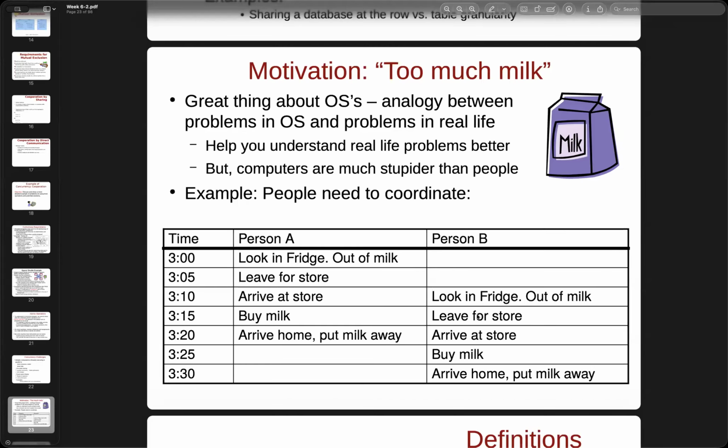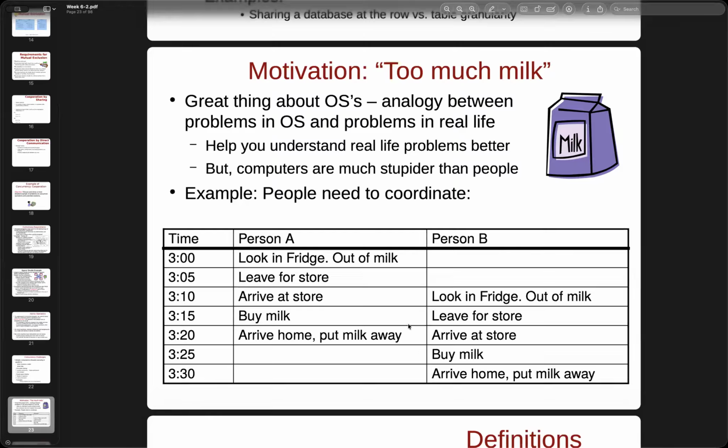It's called "too much milk." When we talk about OS, we can draw an analogy between problems in OS and problems in real life. You need to think about that, because it can help you understand real-life problems better. Also, the computer is even more stupid than people, so people need to coordinate.